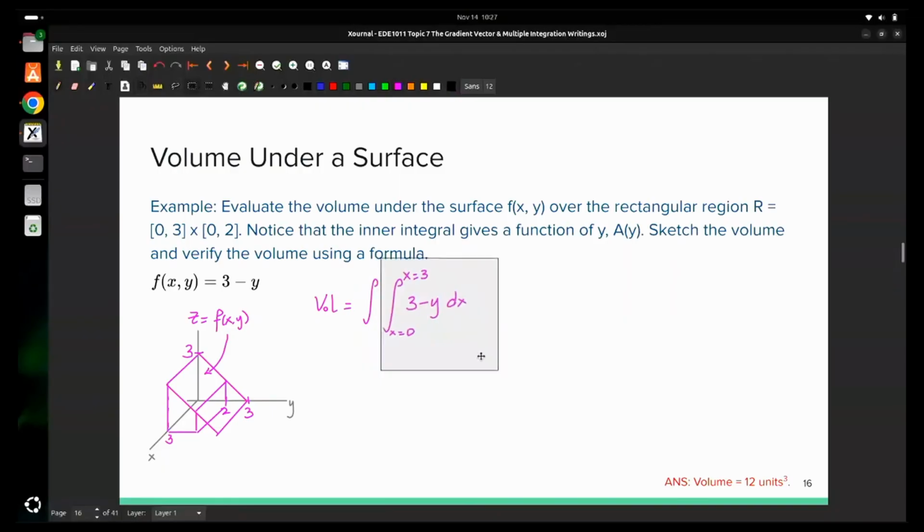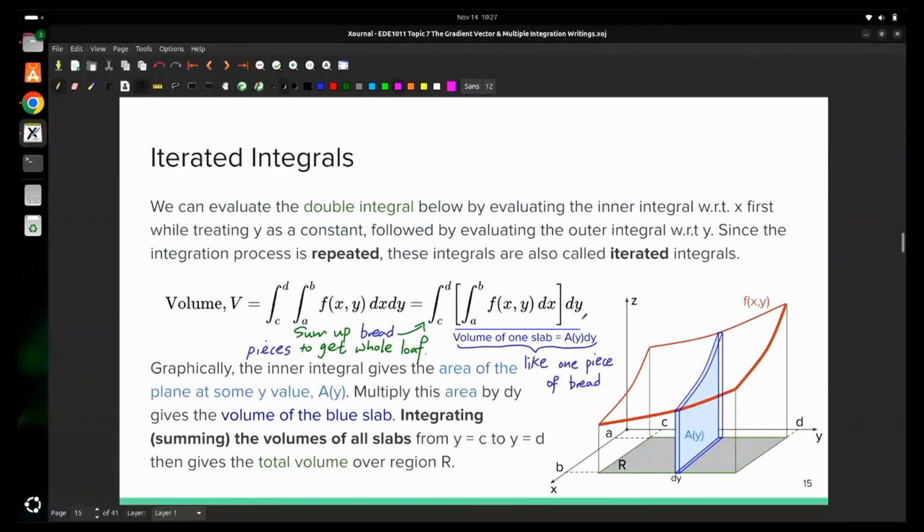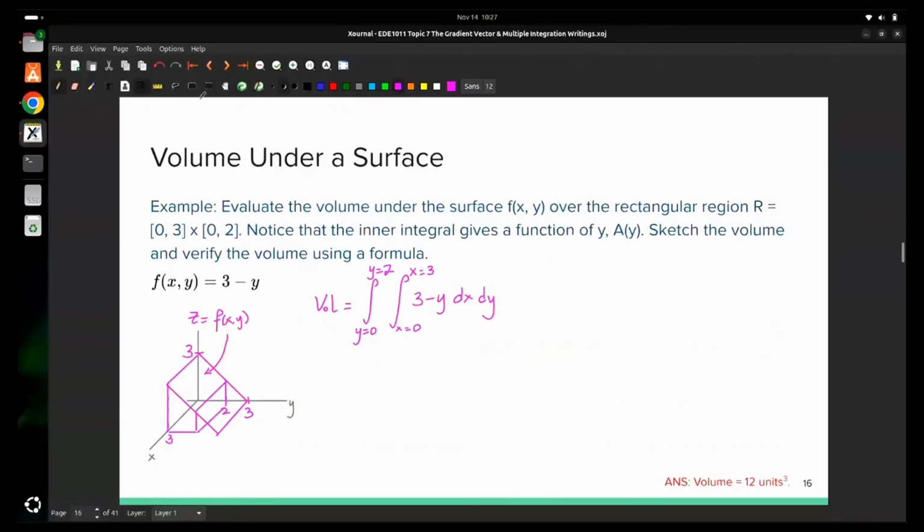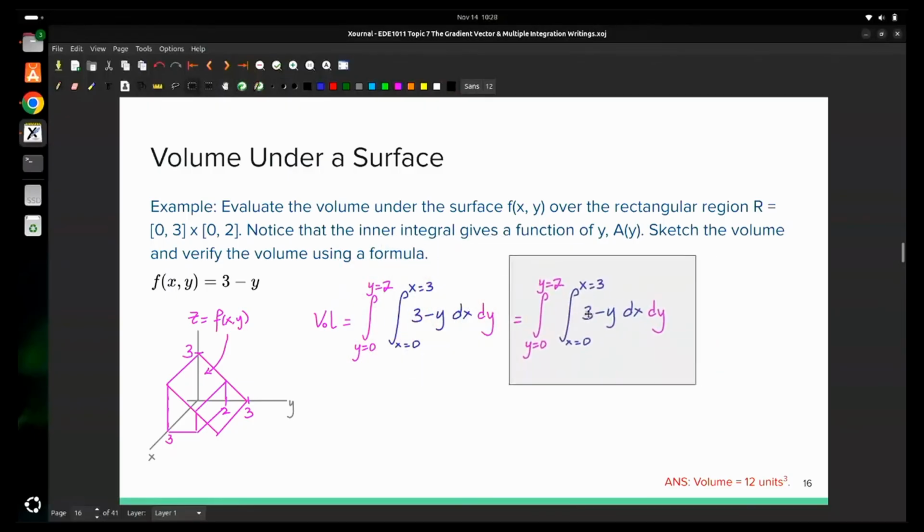Then subsequently, there's an outer integral, and we integrate with respect to y. So this will be y equals 0 to y equals 2. Is that all right? Really this is just this formula applied to the function that is given. So what you do is compute the inner integral first. Maybe I change that to blue color.